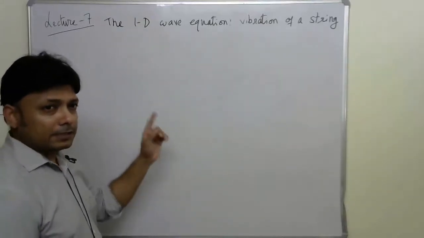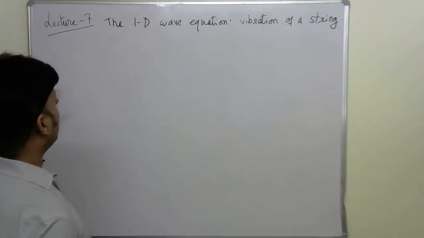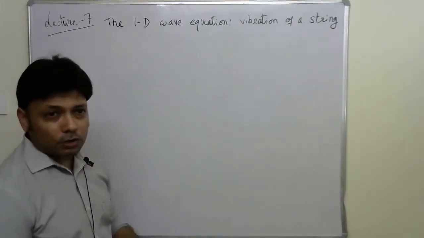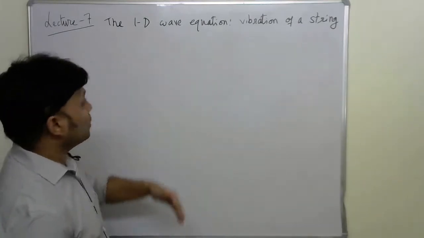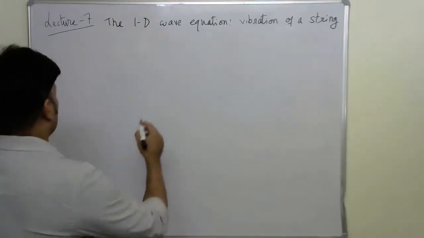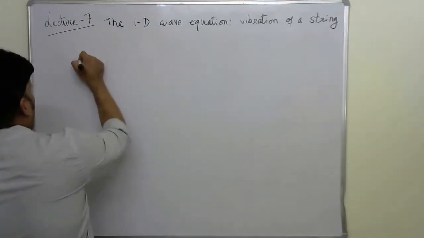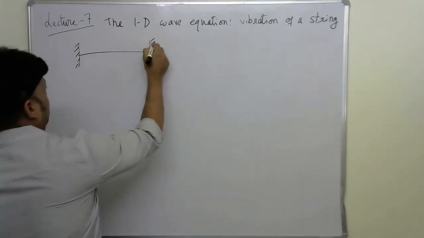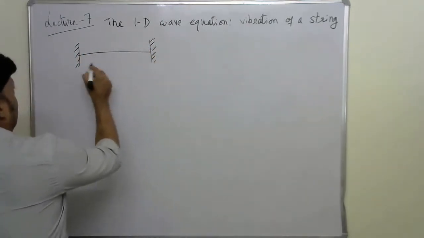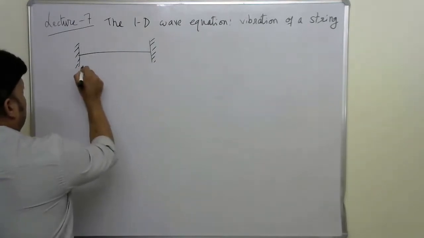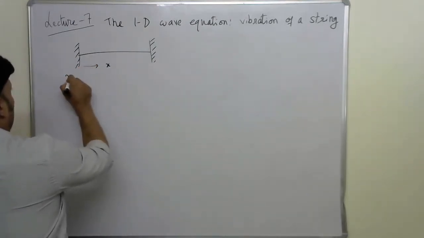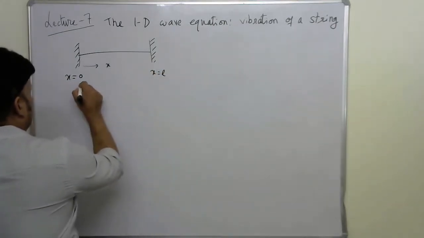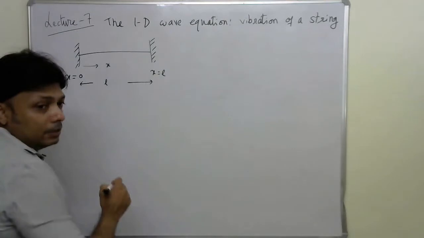Hello everyone, this is lecture number 7 and today we are going to solve the classical wave equation for vibration of a string. This is also known as the one-dimensional wave equation. Let's assume that we have a string fixed at both ends, and the length is designated as x. Here at this end x is equal to 0 and here x is equal to L. The entire length of the string is L.